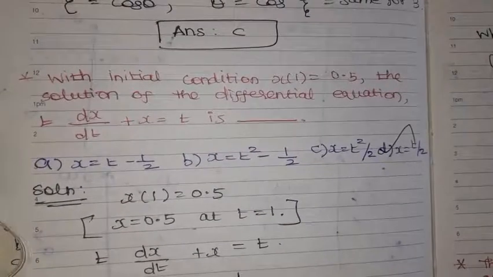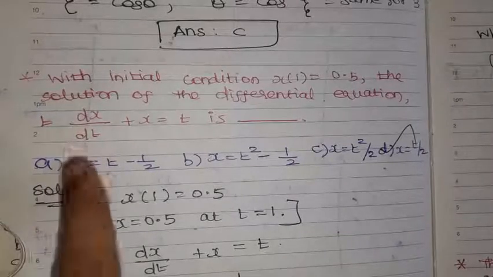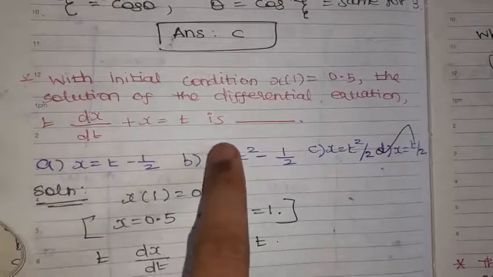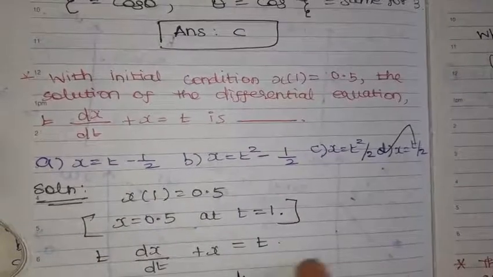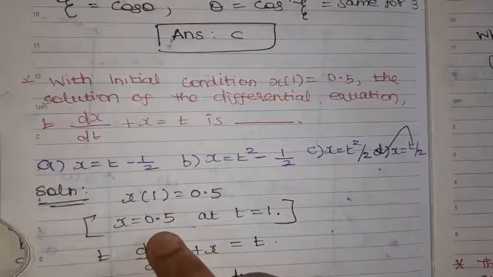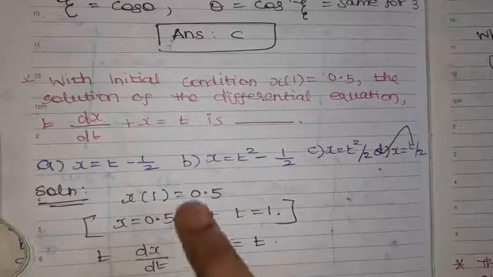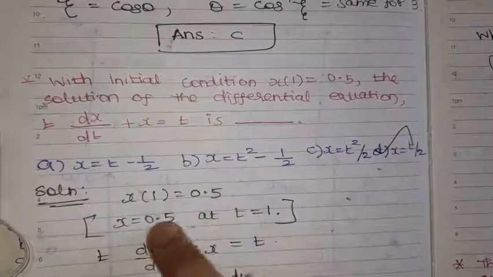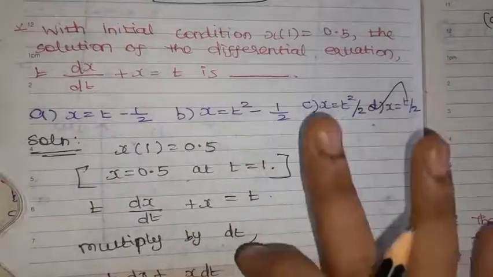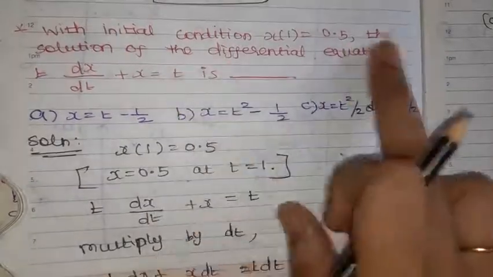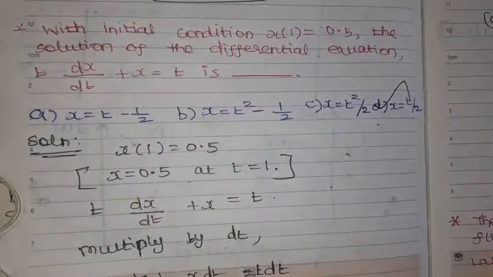With initial condition x of 1 equal to 0.5, find the solution of the differential equation t dx by dt plus x equal to t. Okay, what is given? x of 1 equal to 0.5, which means at t equal to 1, x equal to 0.5. So we are going to find the solution of this differential equation with the given initial condition. So we will solve.